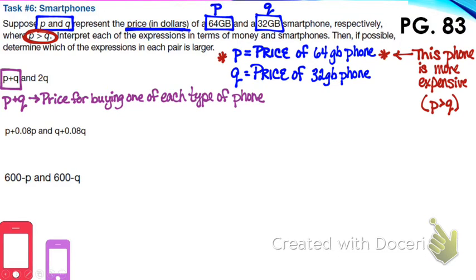So if that's what the P plus Q means, what would 2Q mean you're doing? You're going to the price for buying two of the 32 gigabyte. Yeah, this is the price for buying two of the cheaper phones, right? Two of the 32 gigabyte phones.